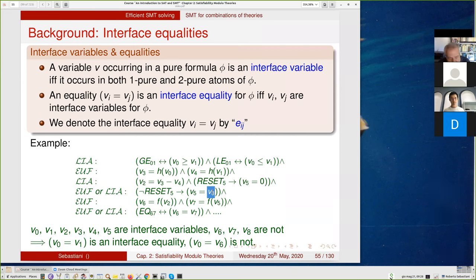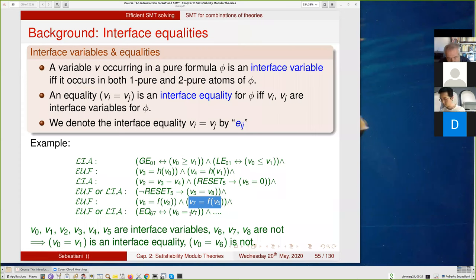Whereas instead, V8 is not an interface variable because it occurs only in pure equalities between variables, so we have no proper symbols. You can decide whether you consider this a UF atom or an LRI atom. So V5 equal V8 can be both; you can consider it either a UF or an LRI atom. So V6 and V7 are UF variables only.